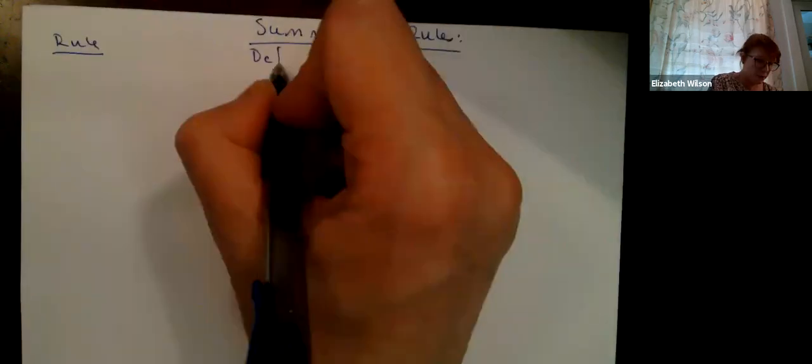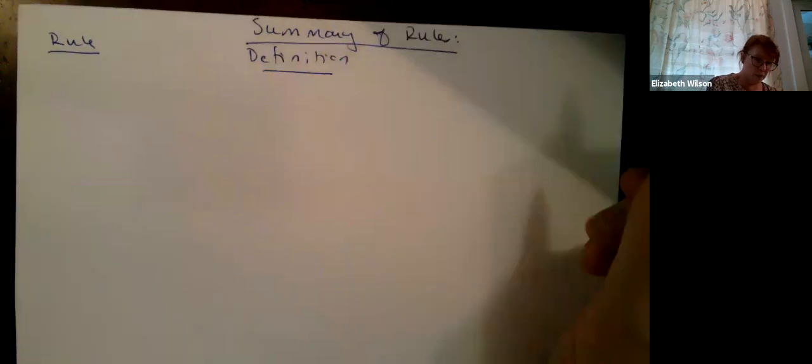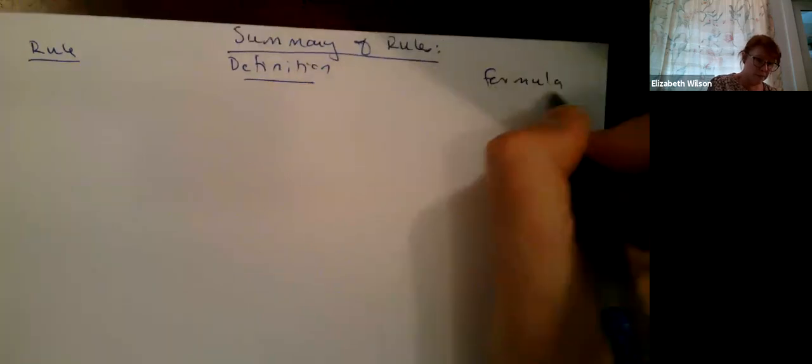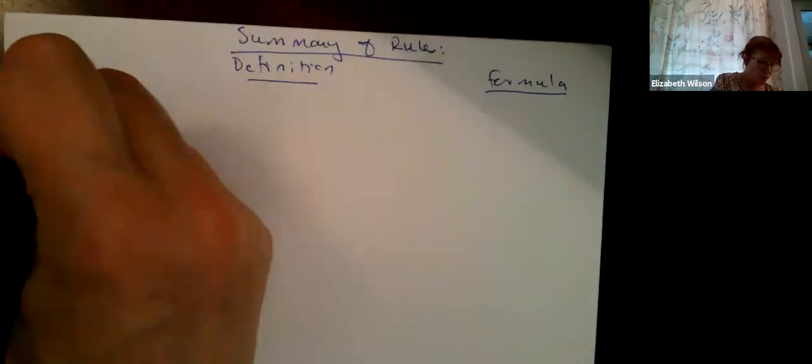So let's see, we'll do our summary of our rules. We had 4 rules. So our first rule, this is our rule here. Then we're going to have a definition, and then we'll have the formula. Here is our third column. So rule 1 that we did was our multiplication rule.